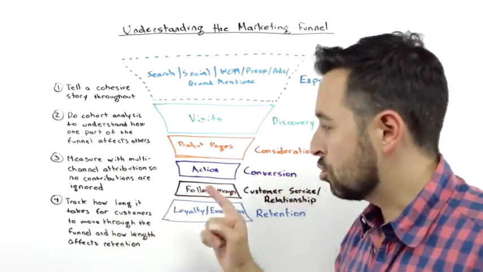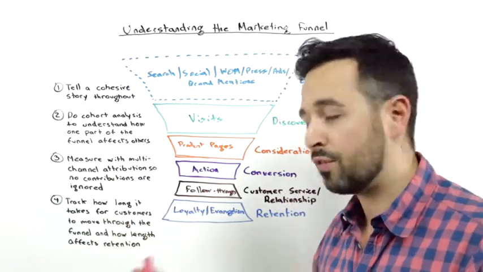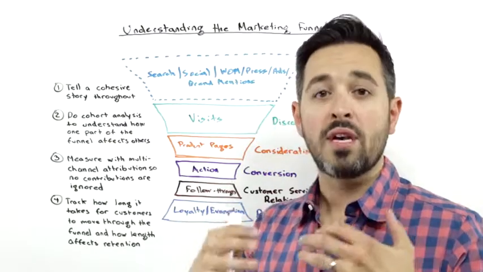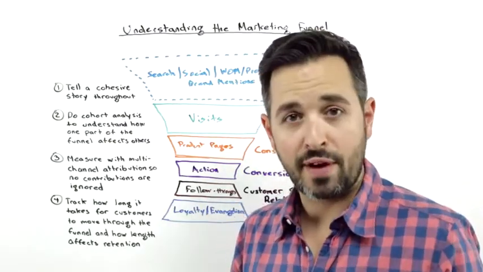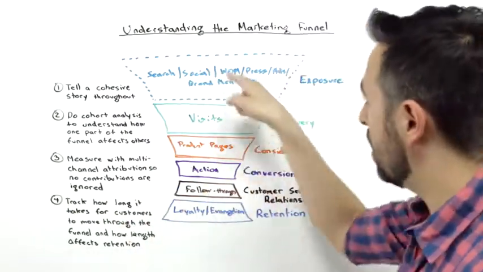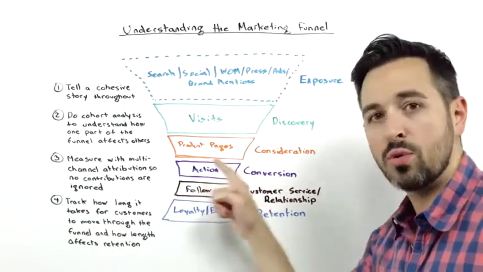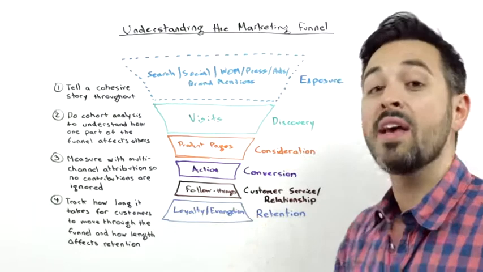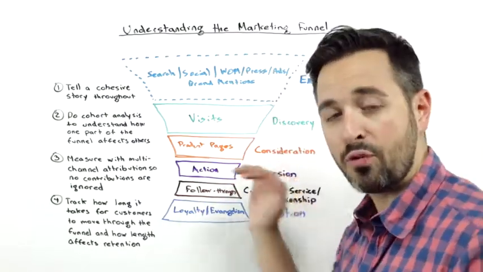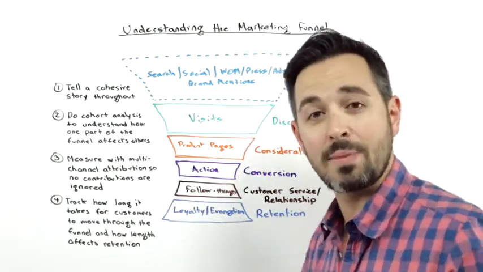Number four, track how long it takes for customers to move through the funnel and how that length affects retention. Fascinatingly enough, here at Moz, you take a free trial of our software, on average, after 7 visits. That means people come through many different channels, and it takes an average of 7 visits before they take a conversion to free trial. And in fact, when we look at length, if you make more visits before you convert, your lifetime value, your loyalty, and your evangelism tends to be higher.